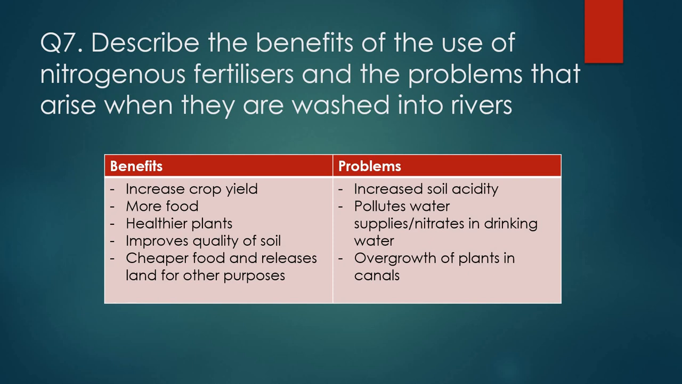Problems include the increased soil acidity, the fact that water supplies can become polluted, meaning that nitrates are present in drinking water, and it can lead to the overgrowth of plants in canals.